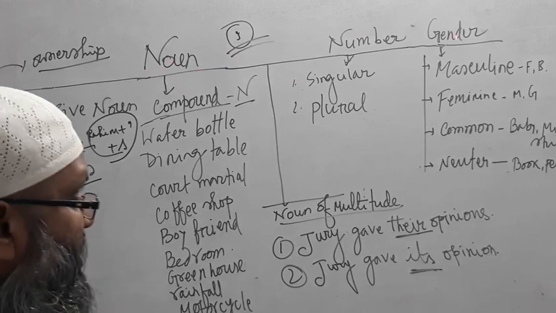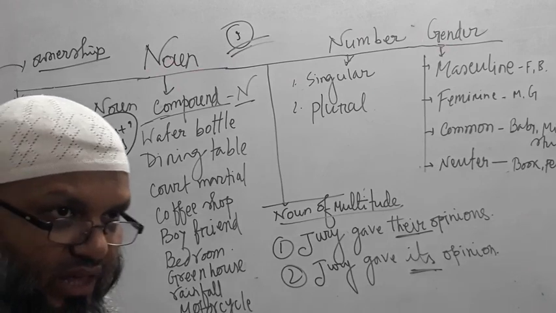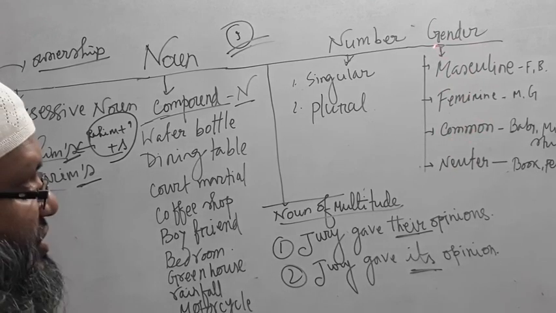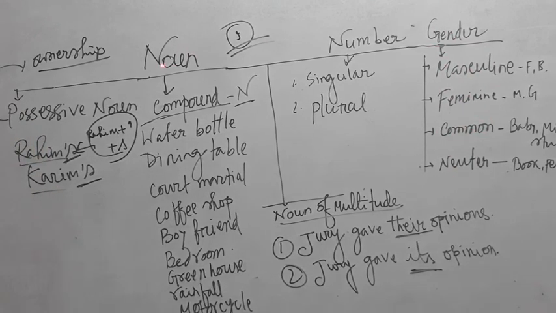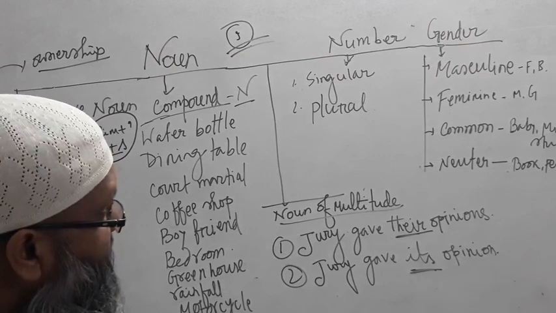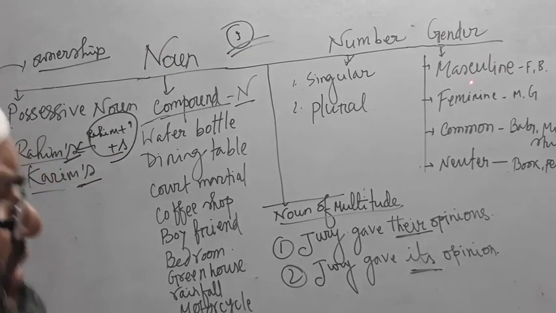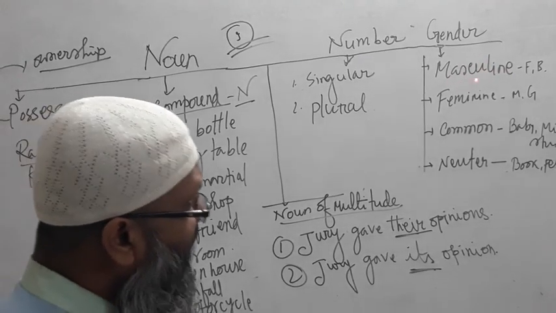Okay, and then gender also. What is gender? The words that mean masculine or feminine or common or neuter are known as gender, which is related to noun. Okay, and what are they? They are masculine. That means the class of masculinity. That is masculine.